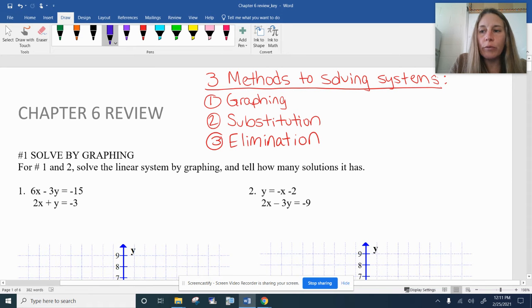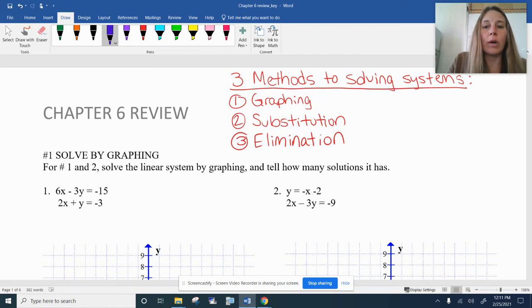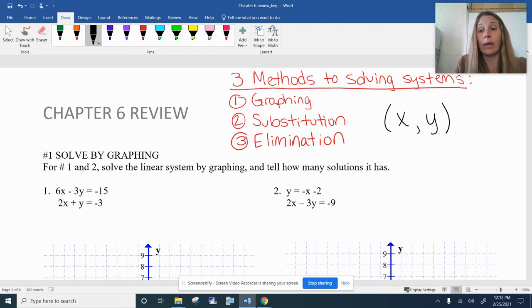Okay, so today we're going to review chapter 6, which was our chapter on solving systems of linear equations. Now, just to review, there are 3 methods to solving systems. There is the graphing method, the substitution method, and the elimination method. Now, if you have a solution to your system, your solution will be an x and a y. So it'll be an ordered pair with an x value and a y value.